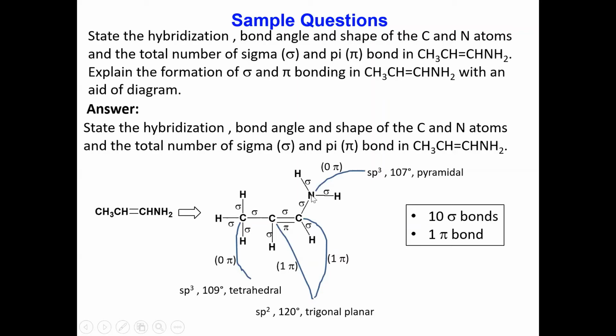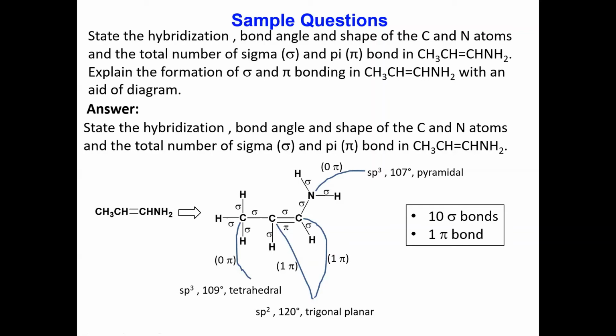If we look at the nitrogen, it is forming 3 single bonds: 1 single bond with carbon, 1 single bond with hydrogen, and another single bond with hydrogen. As we can see from here, it's all single bonds. There's no double bond. So what kind of hybridization is this? It's sp3 hybridization. For nitrogen, the shape will be pyramidal and the angle is 107 degrees.